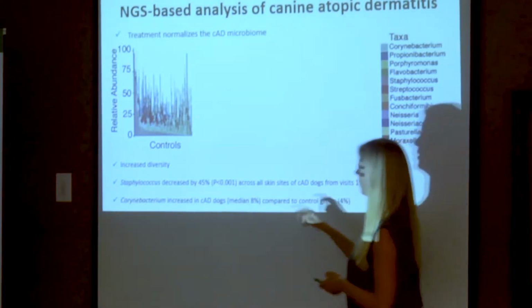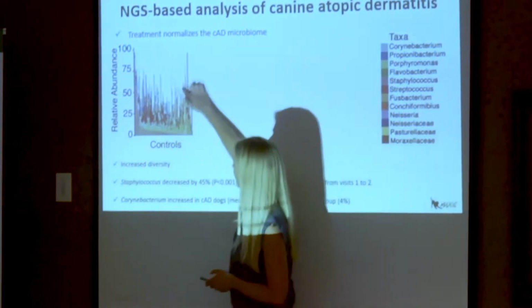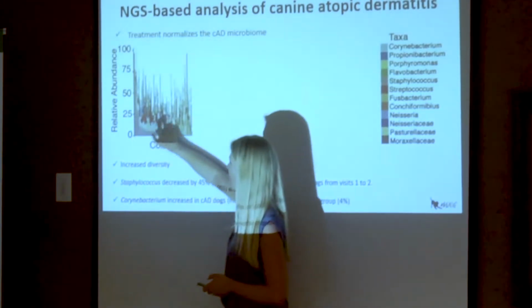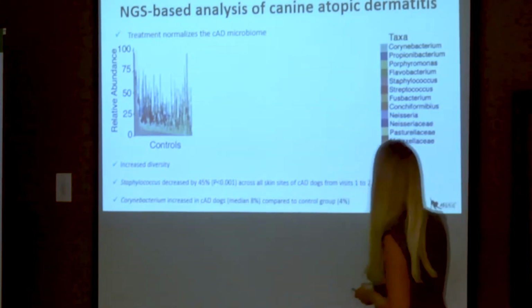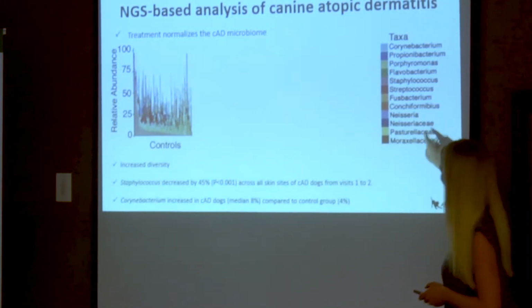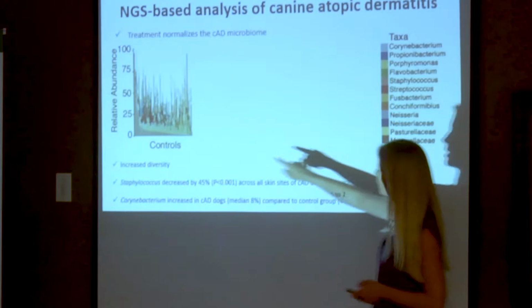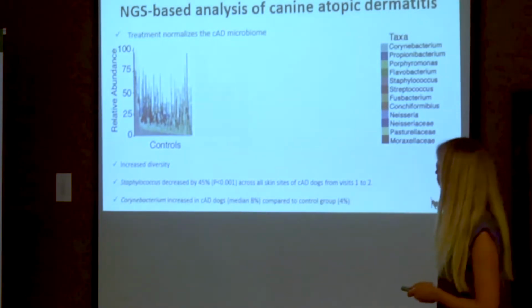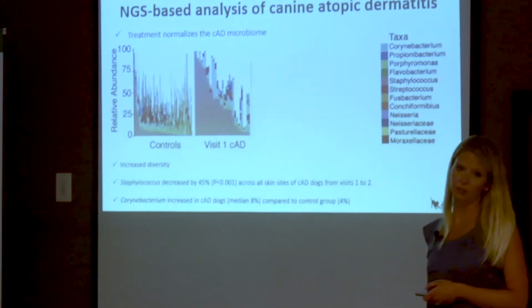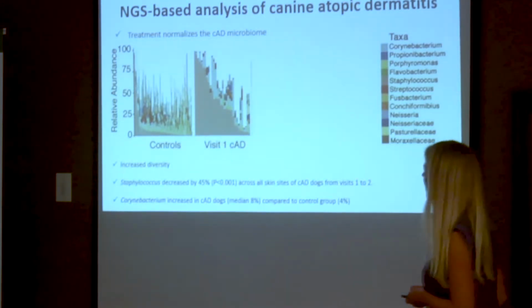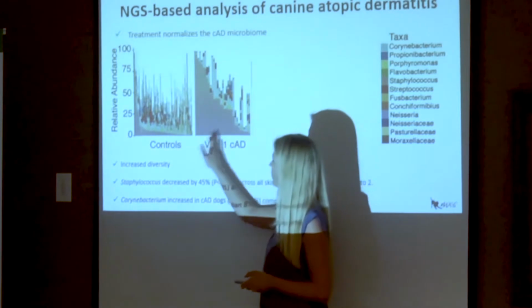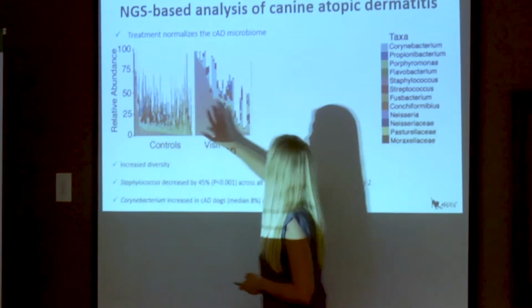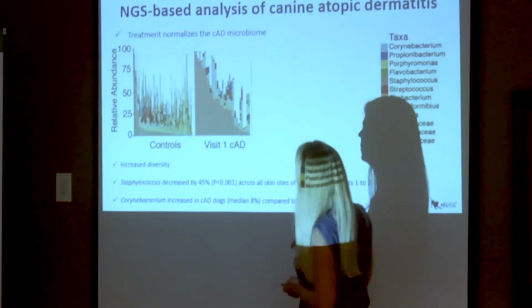So this is what the healthy controls look like. And every single bar here is an individual dog, and every different color is a different bacterial genus, and the scale is over here. So we see a little bit of Staphylococcus in the pink, but overall there's a huge diversity. This is what the dogs with atopic dermatitis look like. And even if I didn't tell you who is who, you can already tell there's quite a large difference. There's this huge overgrowth in most of the dogs of Staphylococcus.